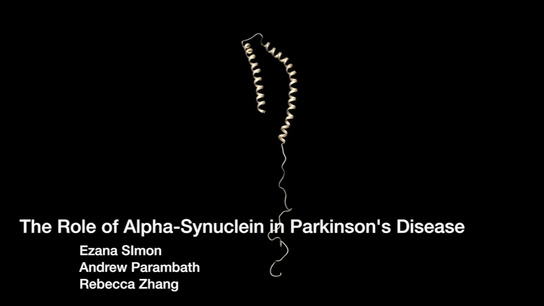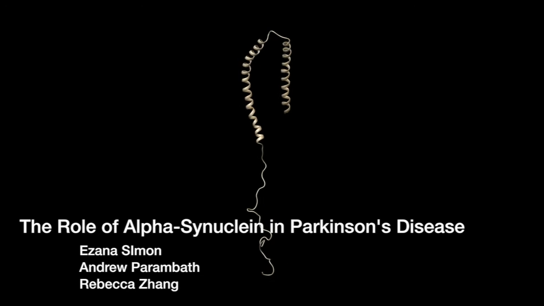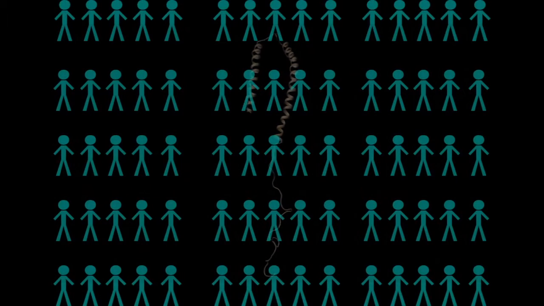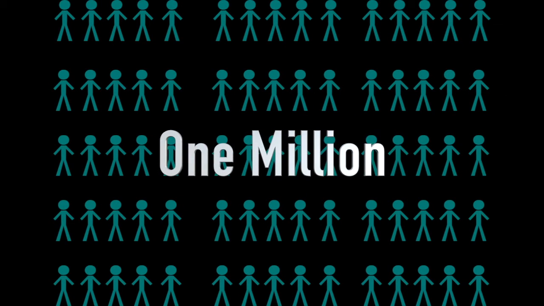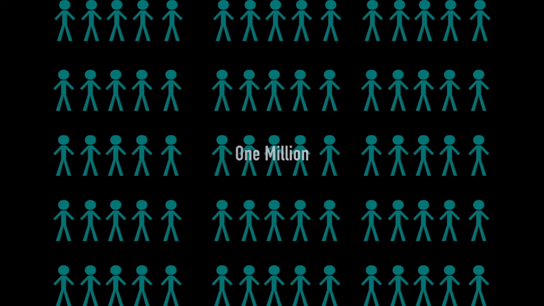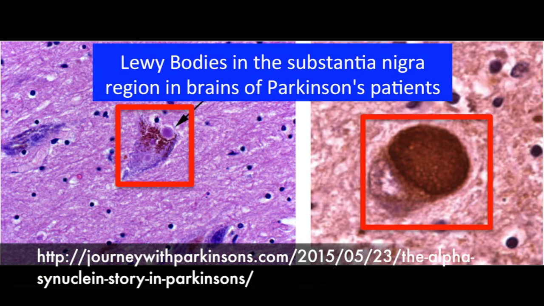In this video project, we will investigate the protein alpha-synuclein and its association with Parkinson's disease. Nearly 1 million Americans are affected by Parkinson's disease, which is characterized by the accumulation of Lewy bodies in the substantia nigra. Lewy bodies are abnormal buildups of alpha-synuclein found within nerve cells that contribute to disease.